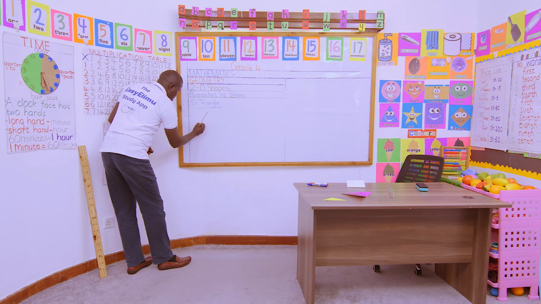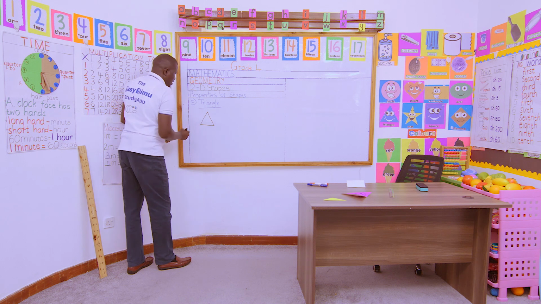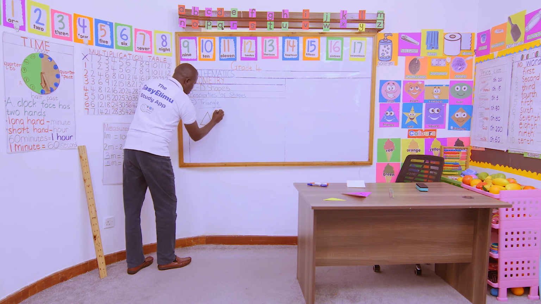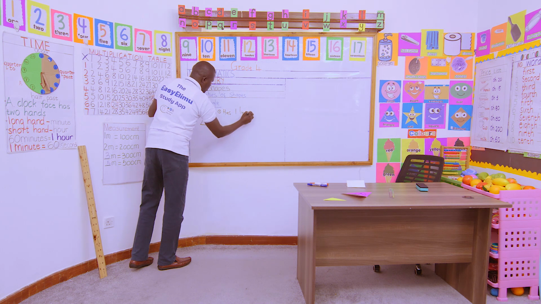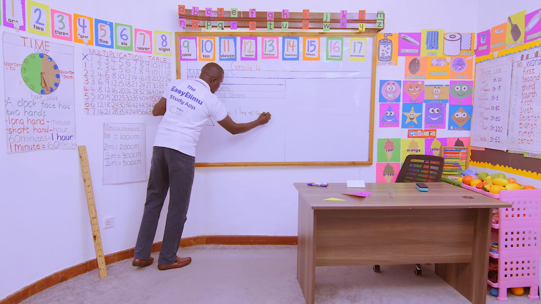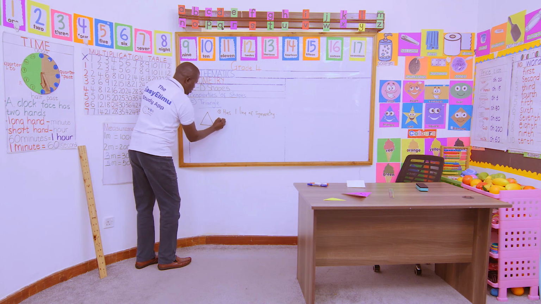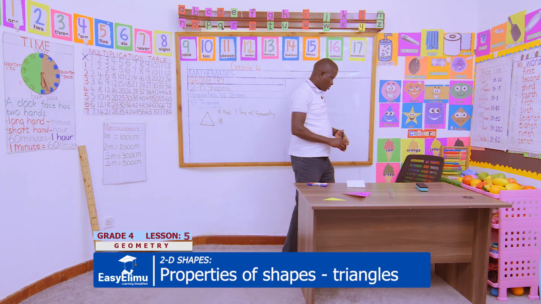It was looking like this. It has one line of symmetry. Property number two.